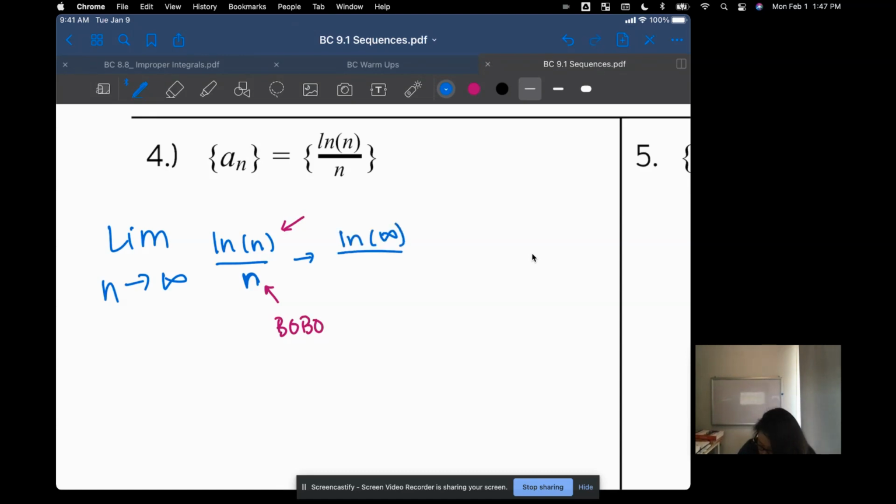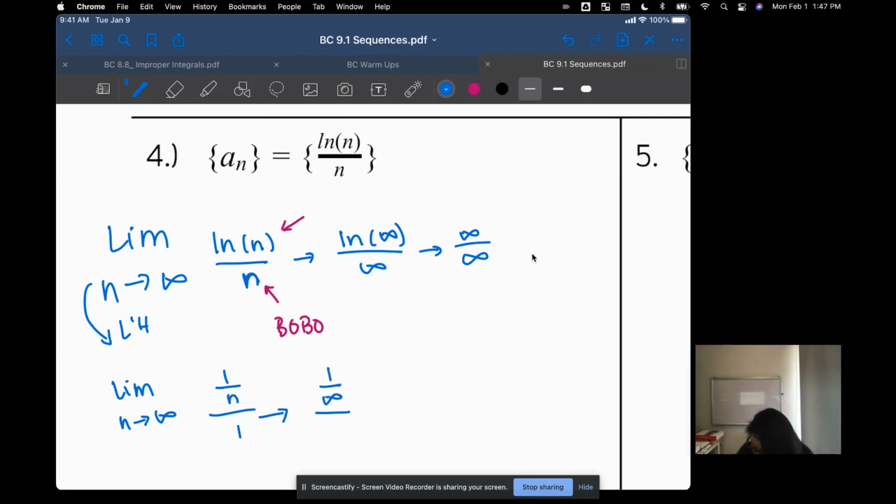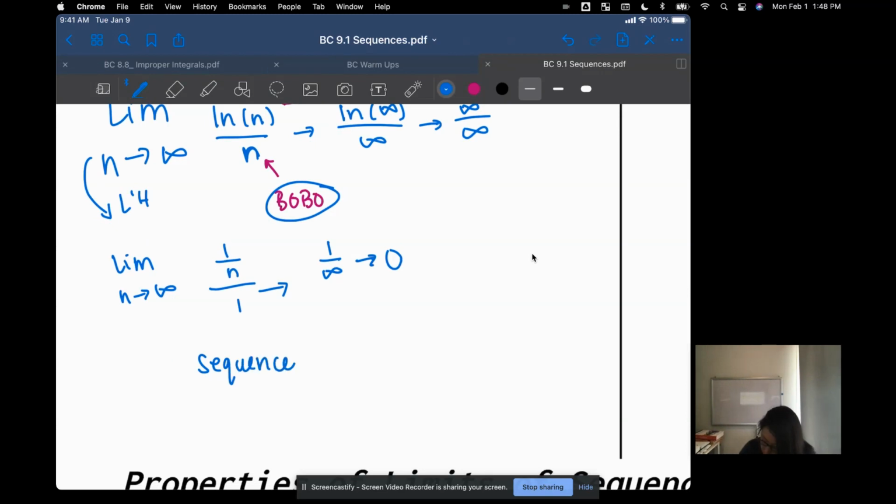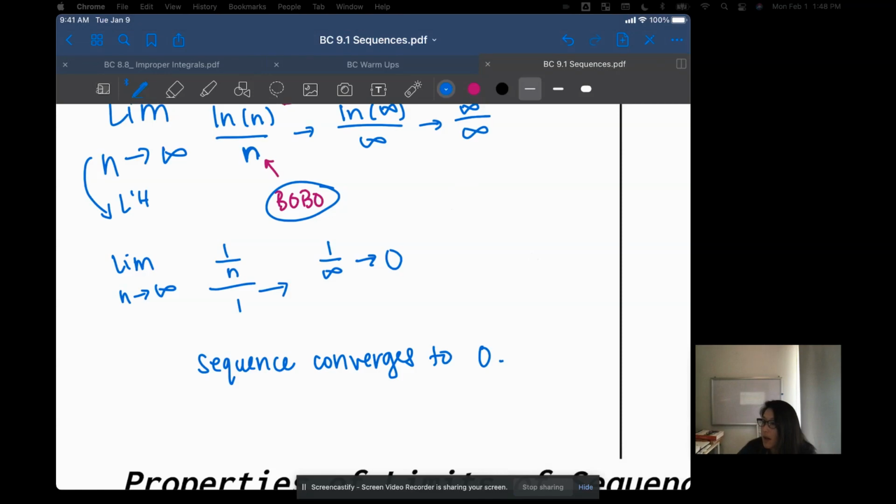The ln of infinity over infinity, which is infinity over infinity, we will L'Hopital. So the limit as n approaches infinity of the derivative of ln of n, which is 1 over n, over 1, which gives me 1 over infinity, which is 0, which approaches 0. Which we knew from before. So the sequence converges to 0. All right, I gotta pause this and I'll come back in a few.